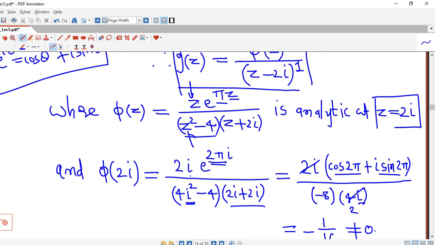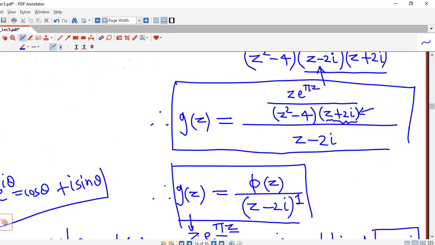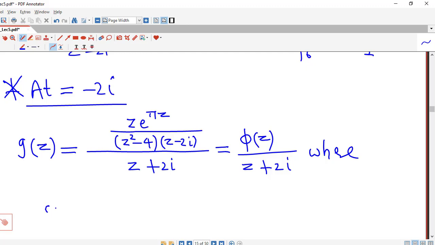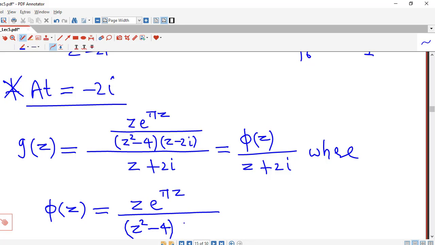So let me check again. We keep z e raised to pi z over z square minus 4 as it is, and we replace z plus 2i by z minus 2i and vice versa. So it is fine. Here our function phi is different: phi of z over z plus 2i, where phi of z is z e raised to pi z divided by z square minus 4 times z minus 2i, and this is clearly analytic at z equal to minus 2i.